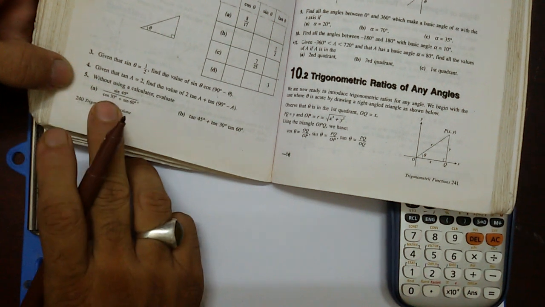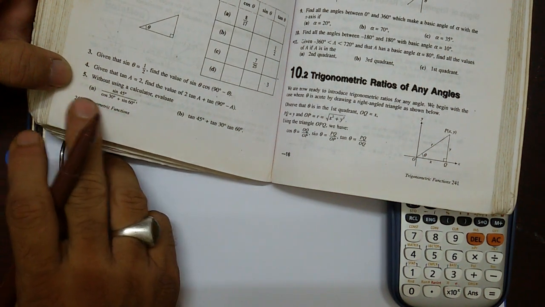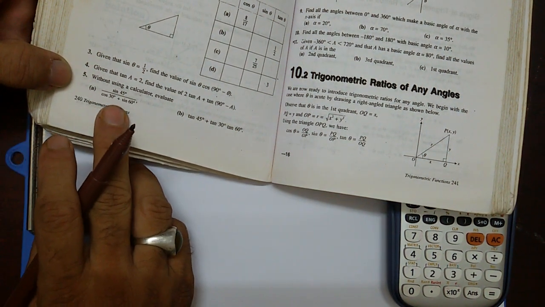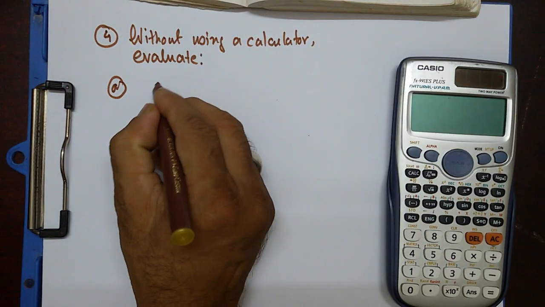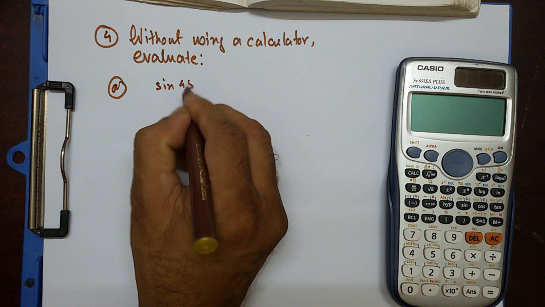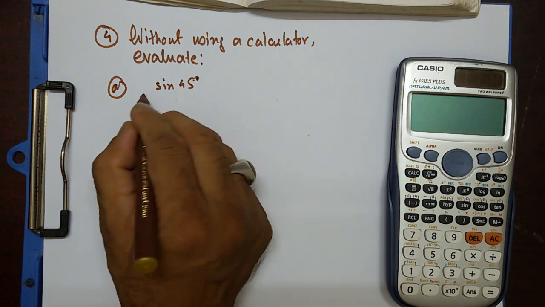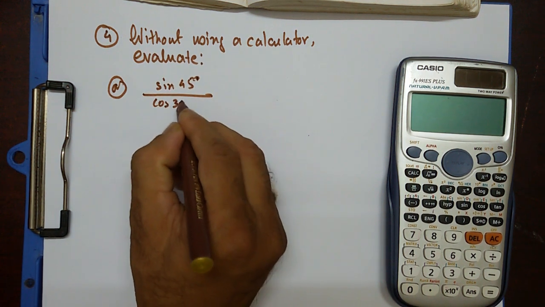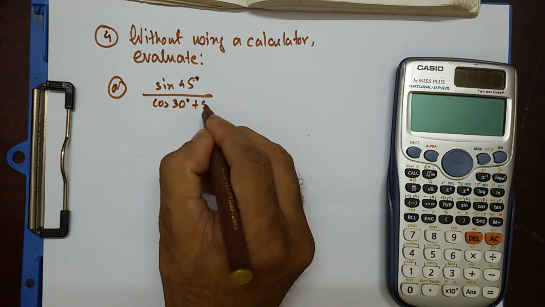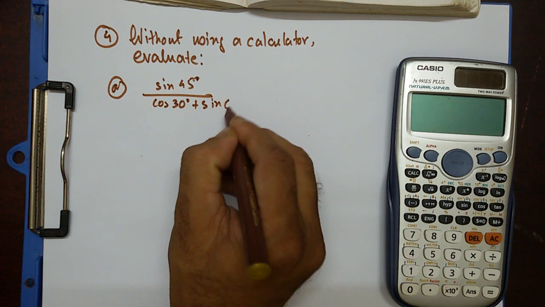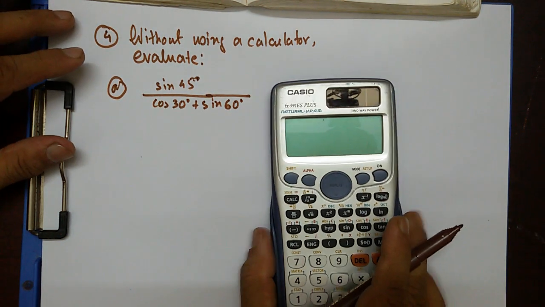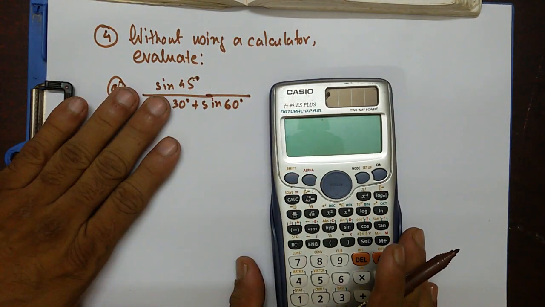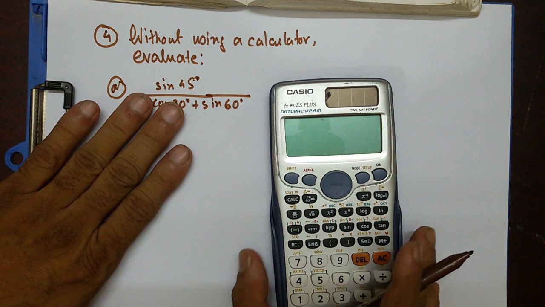So the first problem is given. You can see sine 45 degree over cos 30 degree plus sine 60 degree. So I'm going to write down sine 45 degree over cos 30 degree plus sine 60 degree. Now I'm not going to use the calculator. I'll just use it at the end of the sum to check if I'm okay or not.